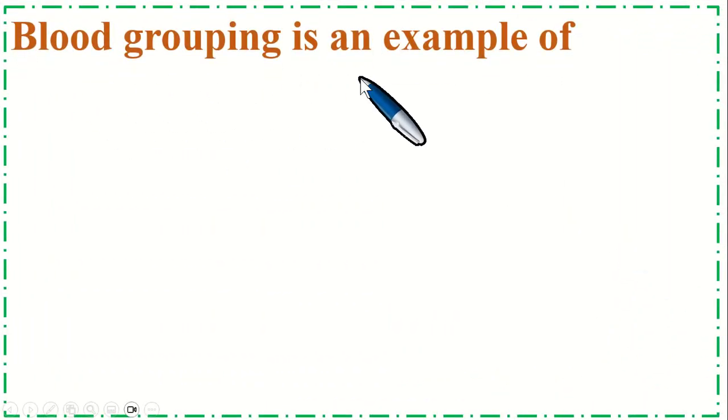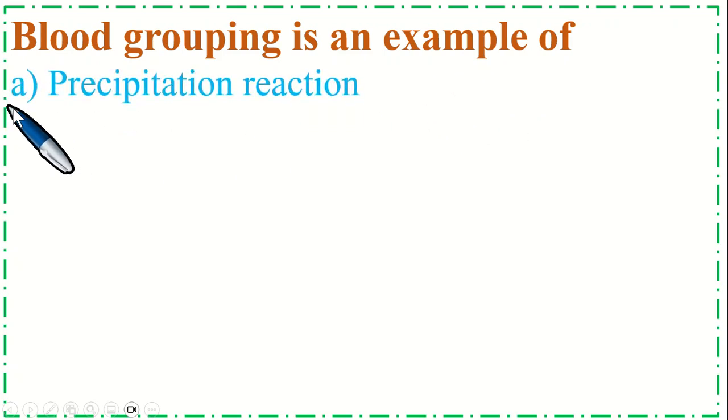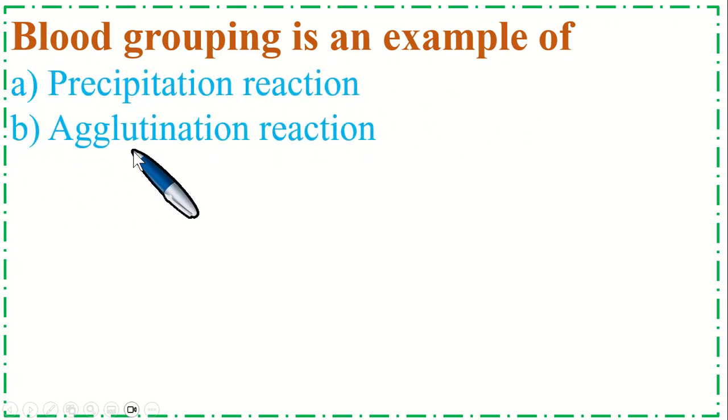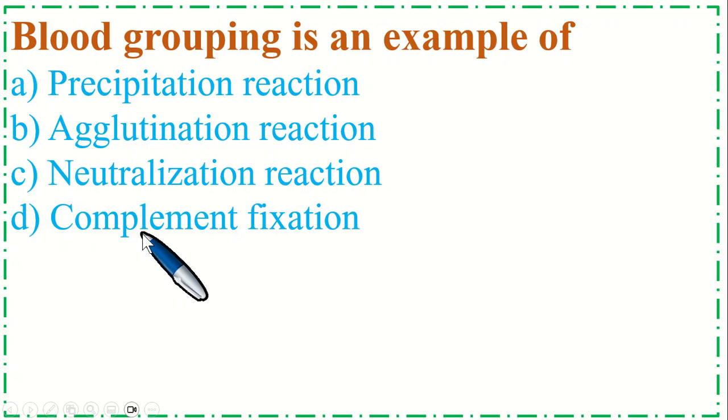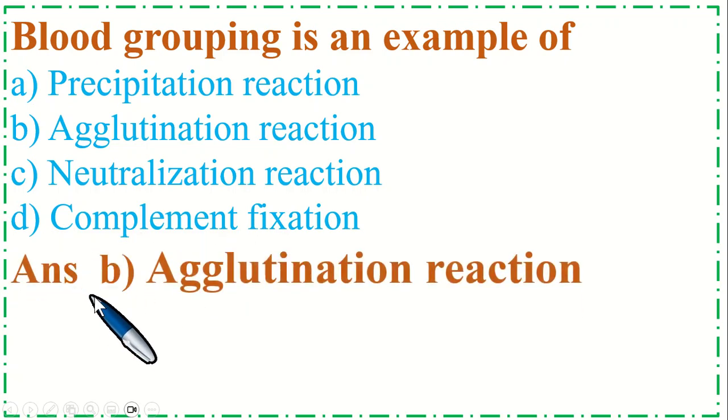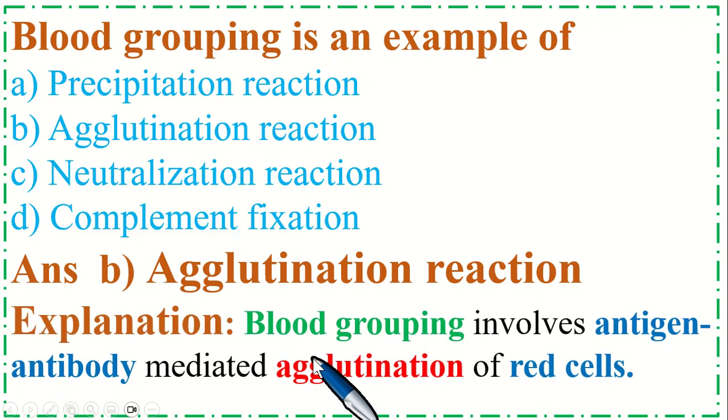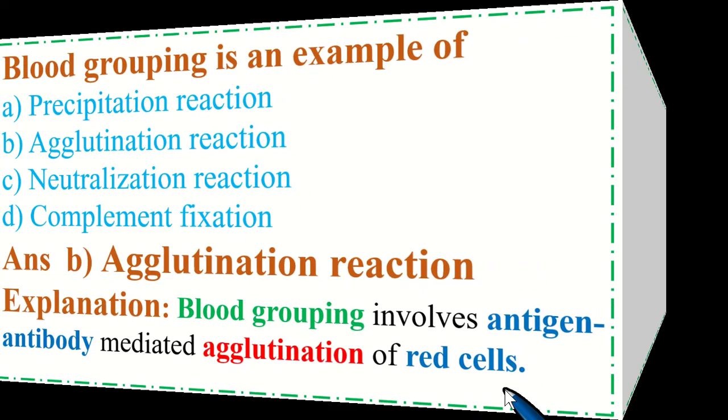Blood grouping is an example of option A precipitation reaction, B agglutination reaction, C neutralization reaction, and option D complement fixation. So the correct option is B agglutination reaction. Explanation: blood grouping involves antigen and antibody mediated agglutination of red blood cells.